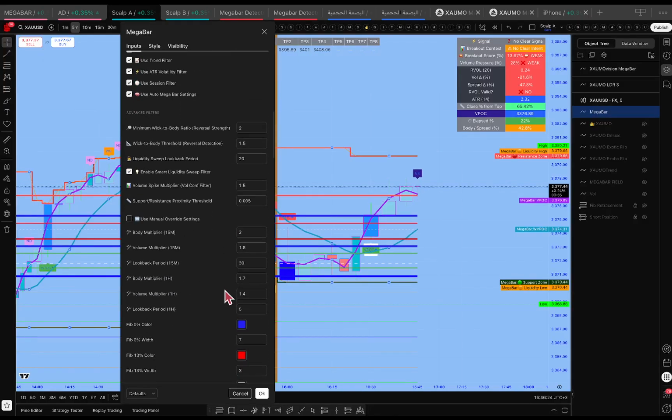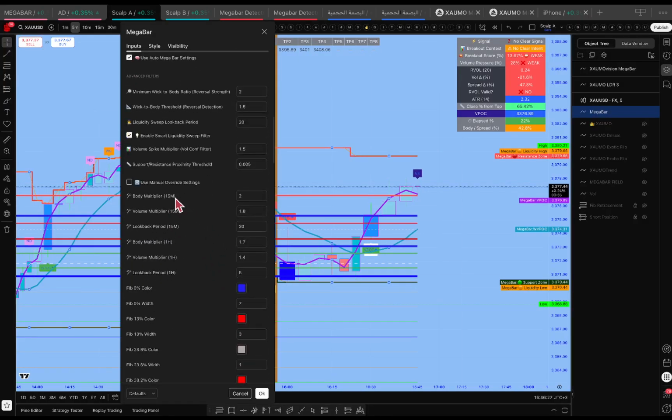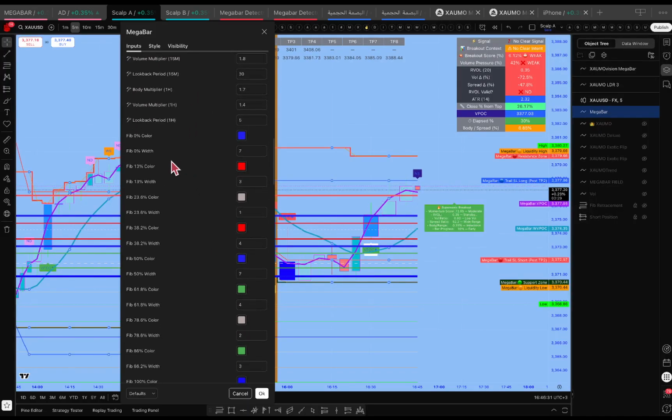So you will have everything here. And here you can check the multiplier, the body multiplier. If you want to use the manual override, those are the fib levels that are shown here. Those are the fib levels.